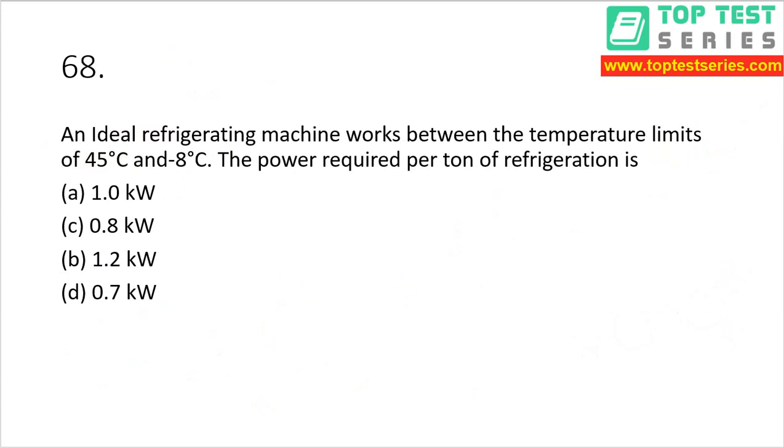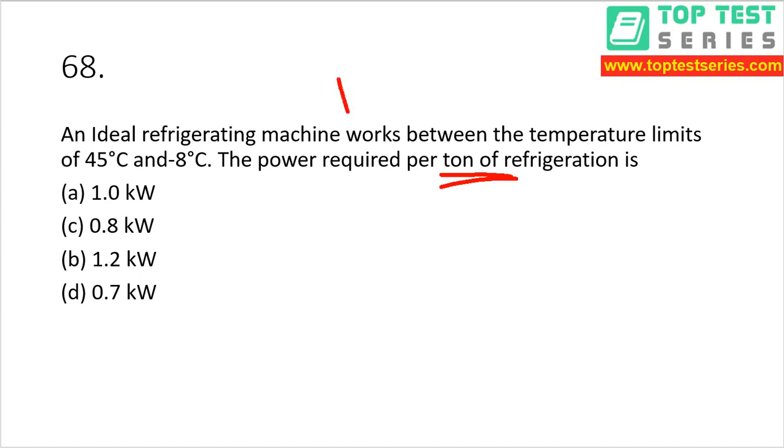Question number 68. An ideal refrigerating machine works between the temperature limits 45 degrees centigrade and minus 8 degrees centigrade. That means we have to find out the case for refrigerator, as in everything we have read so far. The power required per ton of refrigeration is. How much power is required per ton of refrigeration we have to find out. Per ton, always remember, it is talking about per ton, right?